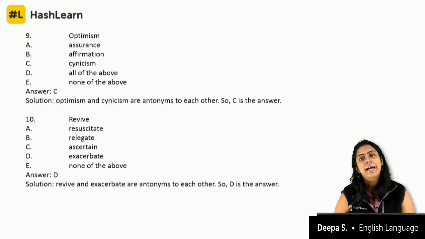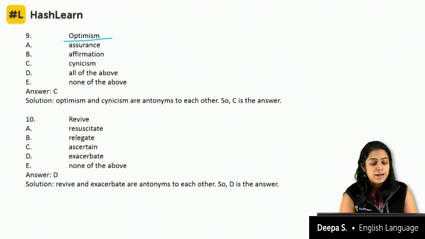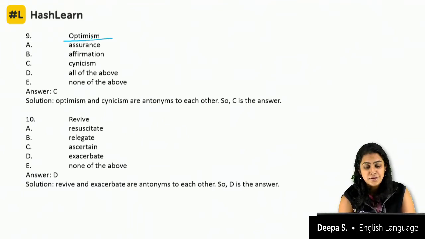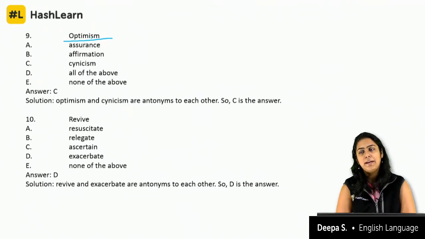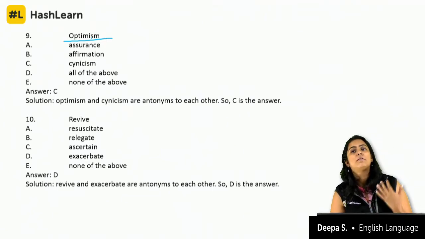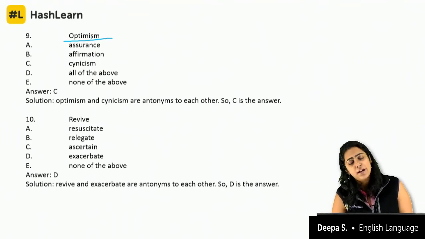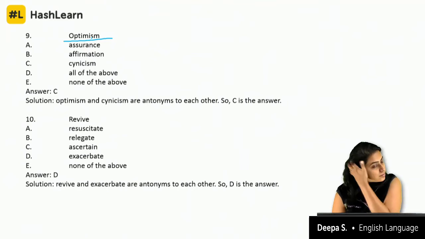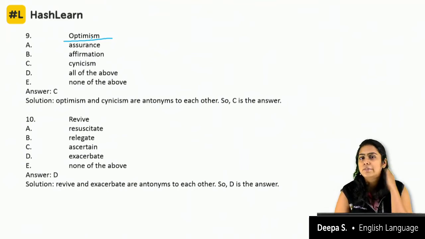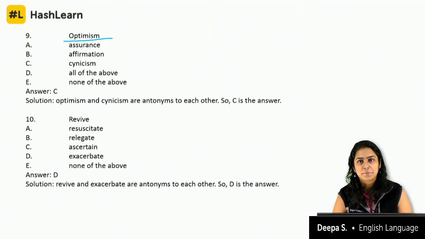We move on to the antonym questions. You have optimism. So optimism is positive thinking. Let's say I write an exam today and then I hope to get a good score in that. You know what, I've done well. I really hope to get the first score in this or clear the exam, so on and so forth. I have a very optimistic approach.